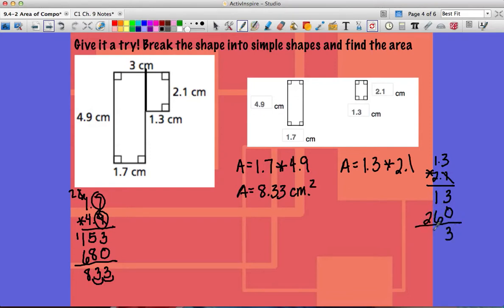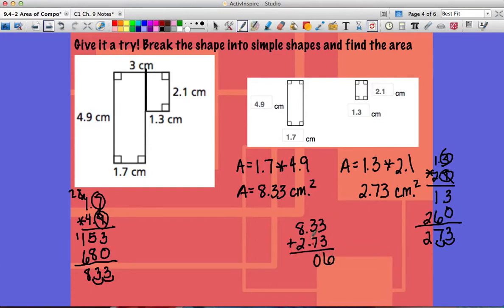If we add these together, we get 273, but we have two numbers after the decimals, so we move our decimal 2 places to the left, and we get 2 and 73 hundredths centimeters squared. Again, we add the two areas together, because when we put the two shapes together, they cover that much area. 3 plus 3 is 6.